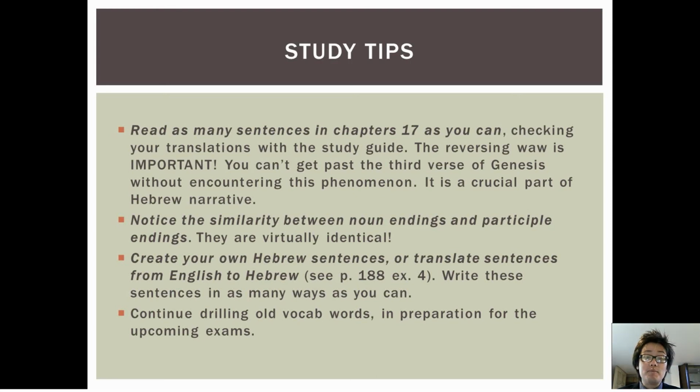First, read as many sentences in chapter 17, let's just say chapter 17 through 18 as you can. Check your translations with the study guide. The reversing vav is key here. I cannot tell you how important it is for you to really get this down, and to practice with it a lot. You cannot get past the third verse of Genesis 1 without encountering this phenomenon. That's how important it is.